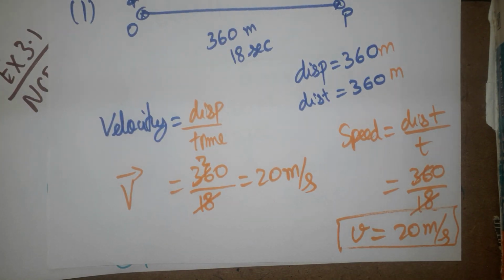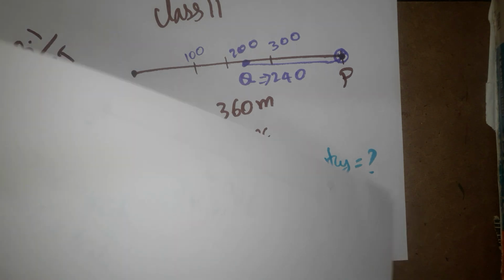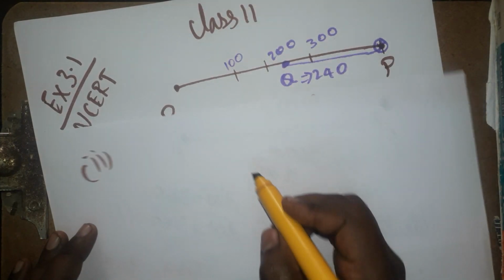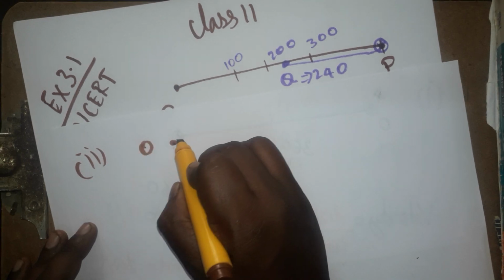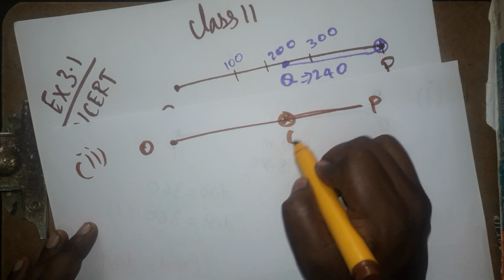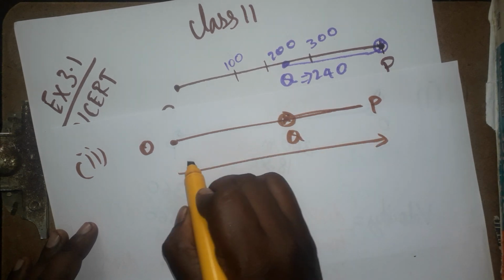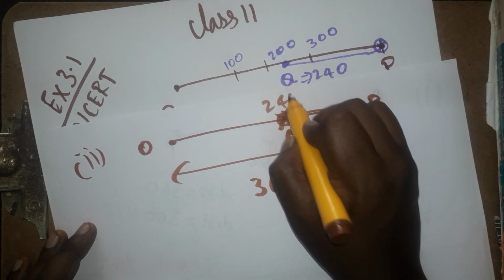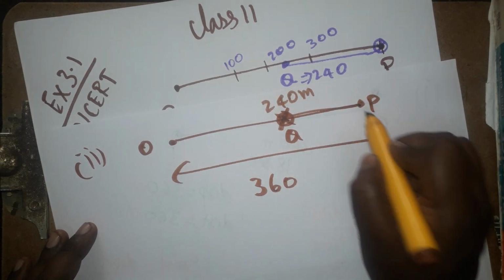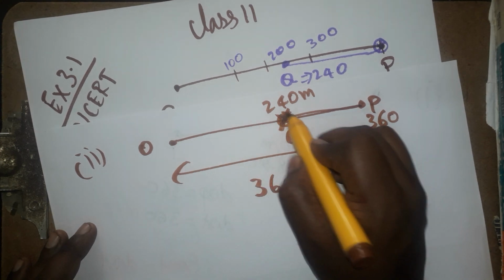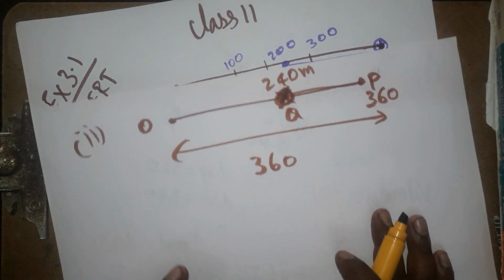Now I am going to calculate case 2. See what happens in case 2. The second case also asks for speed and velocity, but the object starts from O, goes to P, and comes back to the point Q. This distance is 360 and he reached the point of 240 meter. This point is 360 meter, and that point is 240 meter, as given in the diagram.